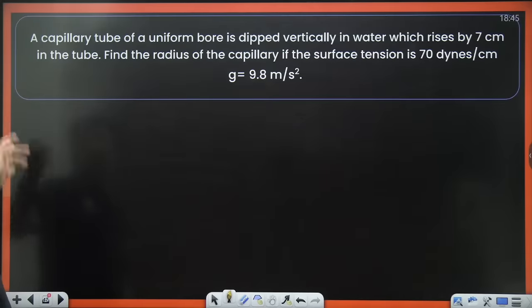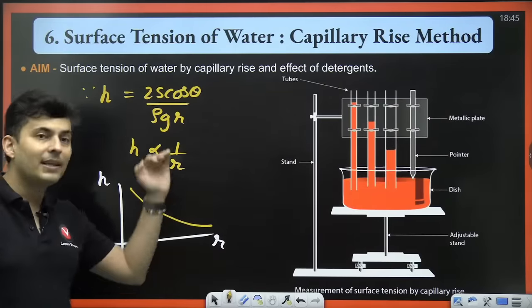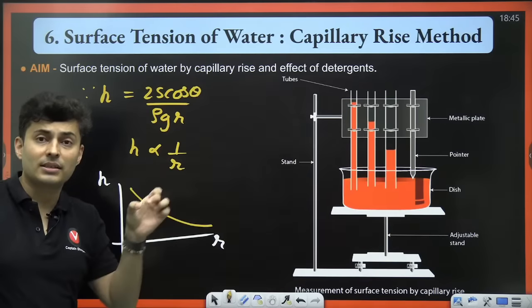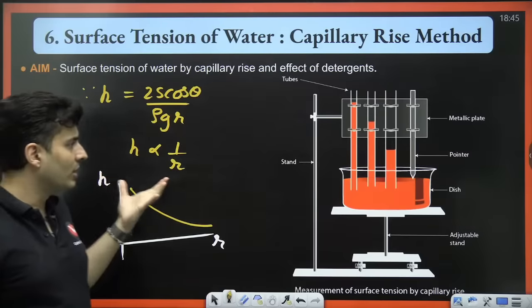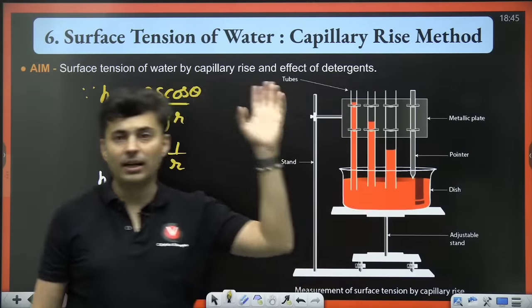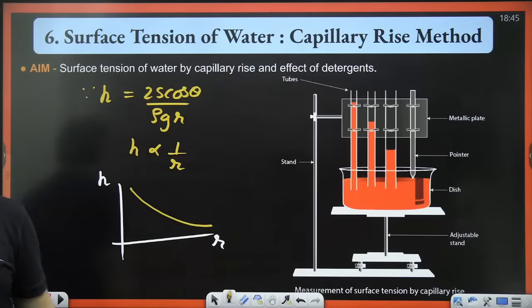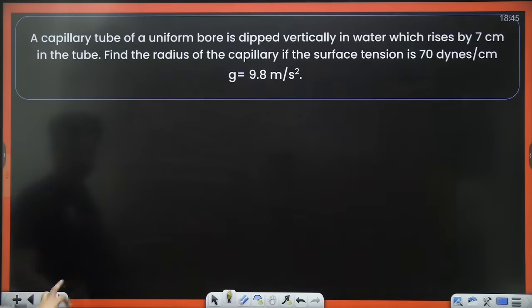Yes, you can definitely be asked a question on that. You can be asked to draw the graph of height rise in the capillary versus the capillary sizes. The more the radius, the less the height. The less the radius, the more the height. So in a thin tube, the height rises more. In a wide tube, the height rise is going to be less. Is that right, everyone? Cool? Very nice. All right. Let's move to the questions then.